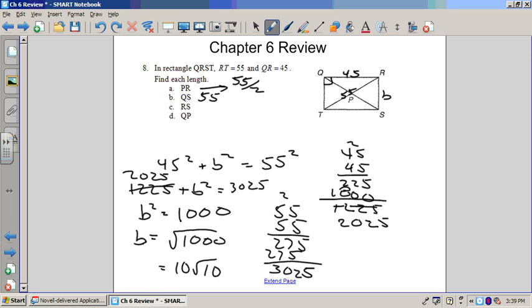I'll bet watching me you never thought I would get there. Okay, so RS is 10 root 10, and QP has to be half of 55, so it's going to be 55 halves.